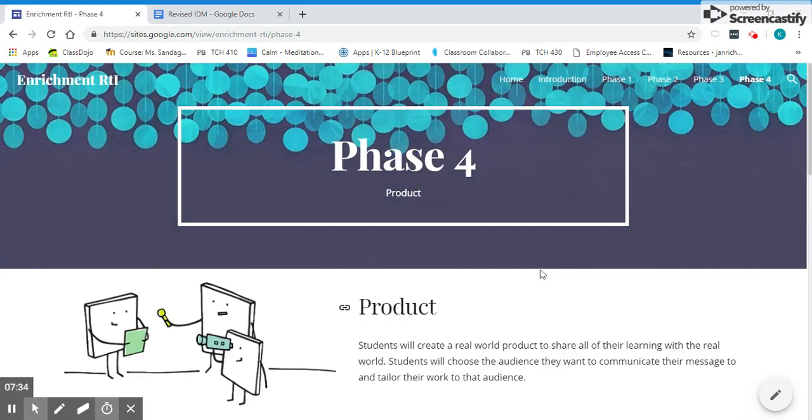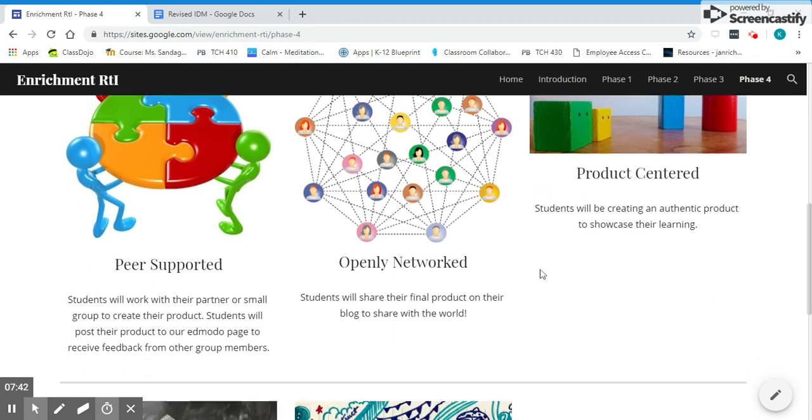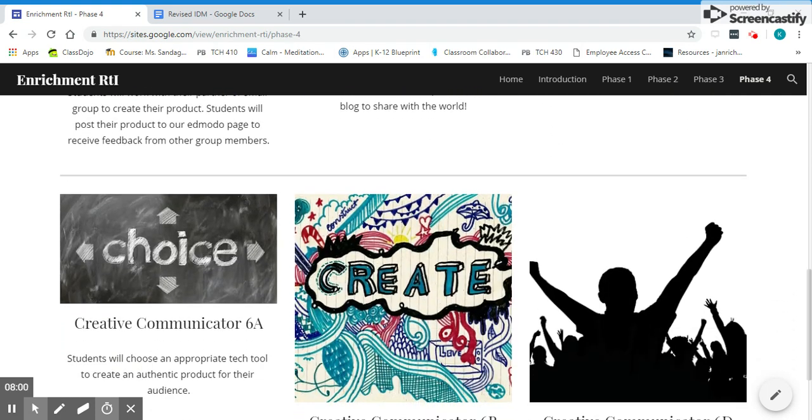Our final phase is that product, where they will be taking the informed action. Based on all of their learning, they're going to create something that they can actually share with the world. This will again be peer supported as they work together. They will share their draft of their product on their Edmodo page, receive feedback from it, and then evolve one final time before posting it on their blog for the real world, hitting that openly networked step. And then it will again be product centered as they are creating an authentic product to showcase their learning.